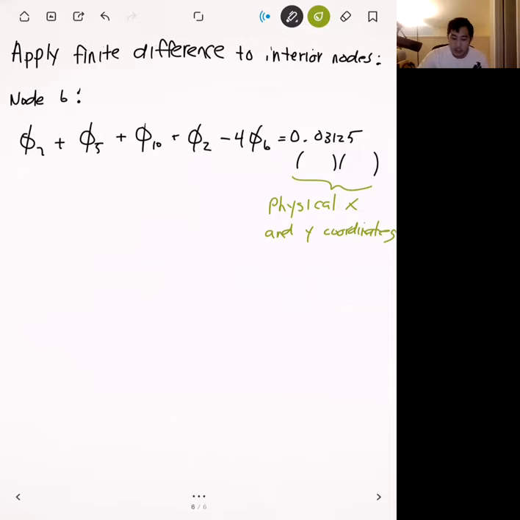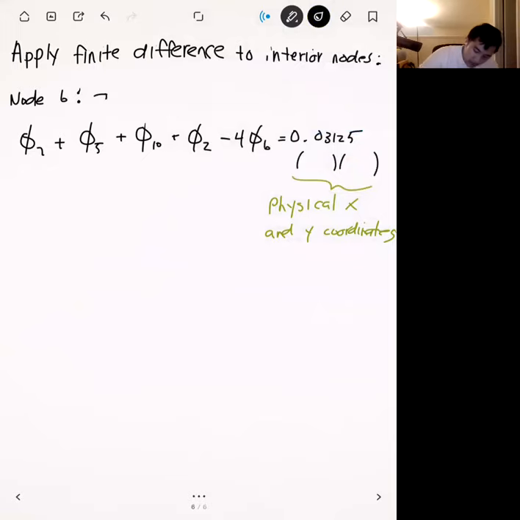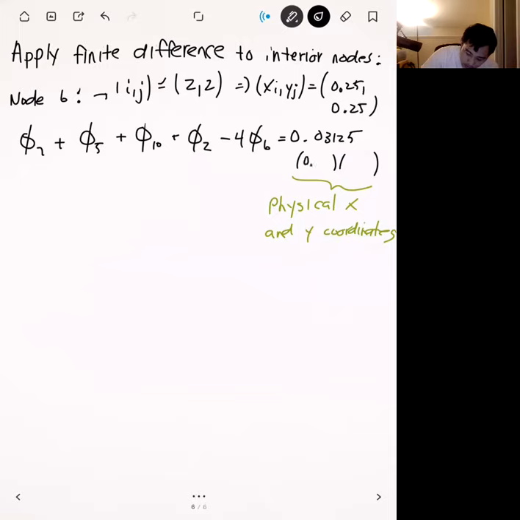Let's do this. The ij for this node is equal to 2, 2. And that tells us that xi and yj for this, considering that the node spacing here is 0.25, and since we're at 2, 2, we're going to move over one space in the x direction and one space in the y direction. That means this is going to be 0.25 and 0.25. So go ahead and plug those in.